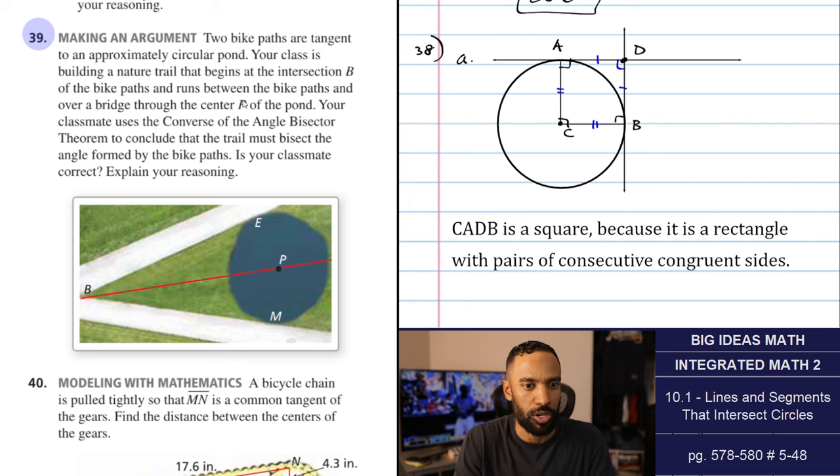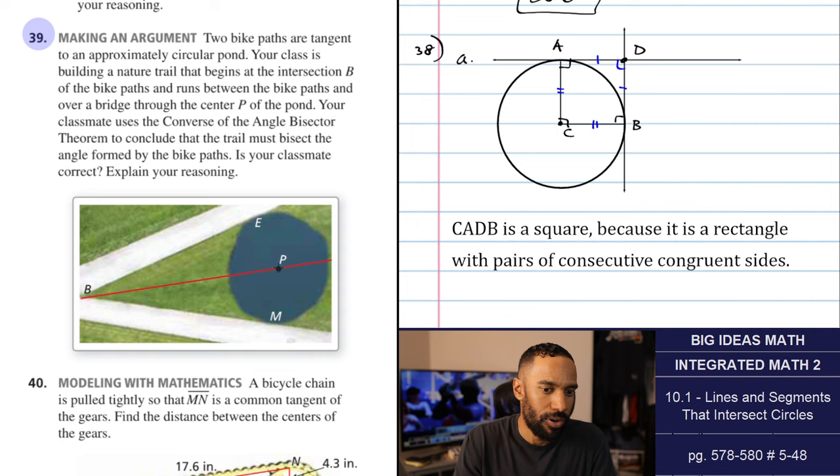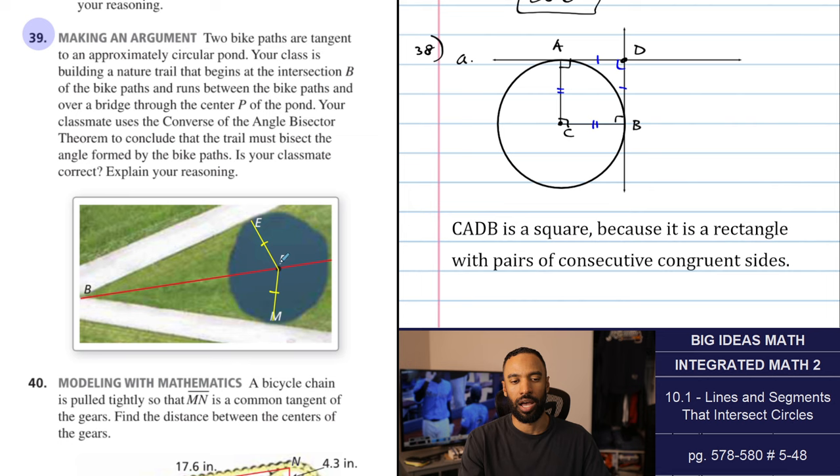Yeah, they said it's like a circle or whatever. They said center of the pond here, boom. That means these can act as radii. PE and PM are basically radii of this thing, and radii are congruent to each other. So if radii are congruent, the angle bisector theorem states that any point in the angle bisector is equidistant to the two sides here.